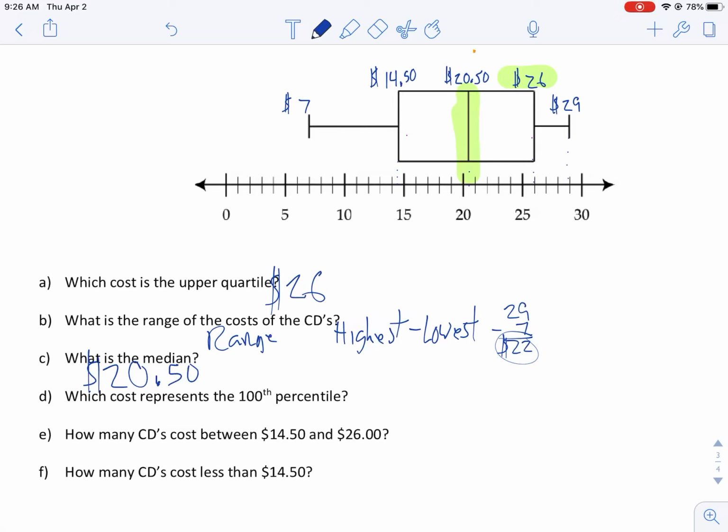Okay, now here's where things get kind of strange, and this is where students kind of fall apart a little bit. It's these questions here, D, E, and F. Well, they're saying what cost represents the 100th percentile. A percentile is really just a comparison. So, for example, I'm going to pick on somebody in class, even though we're not there. I'm going to pick on Melissa because, quite frankly, she's not here.